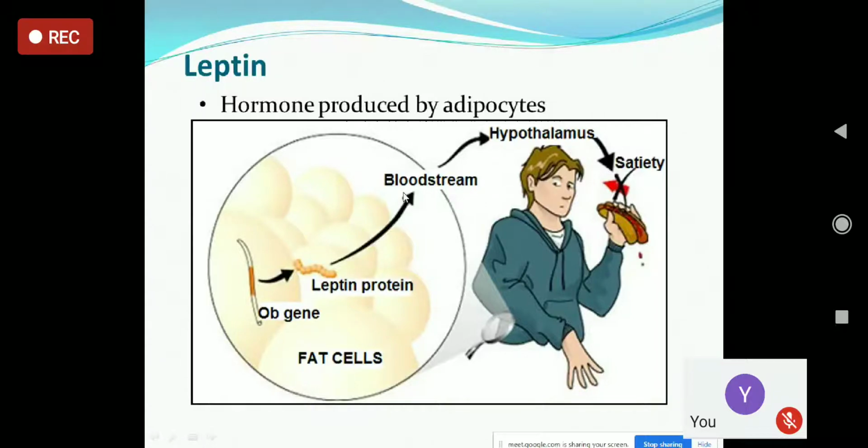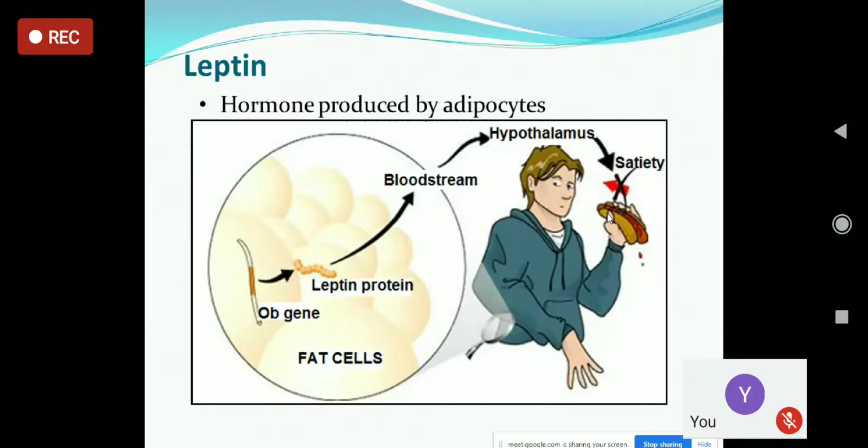Leptin is released in the blood. It acts on the hypothalamus and it induces satiety, lack of appetite. When there is satiety, the person does not want to consume food. So there is regulation in the intake of food. When leptin is released, the person does not want to consume food.